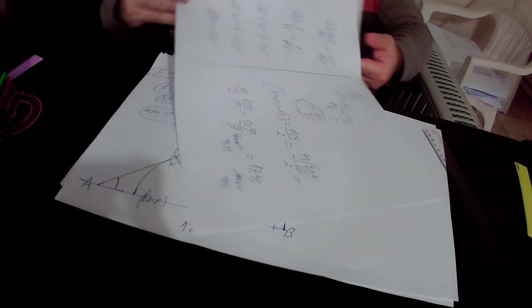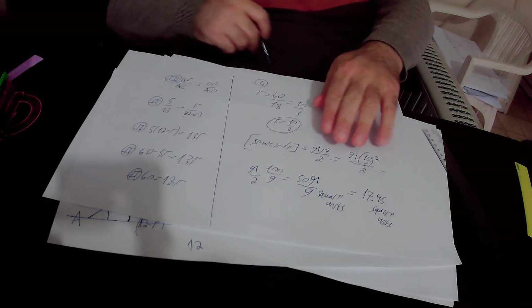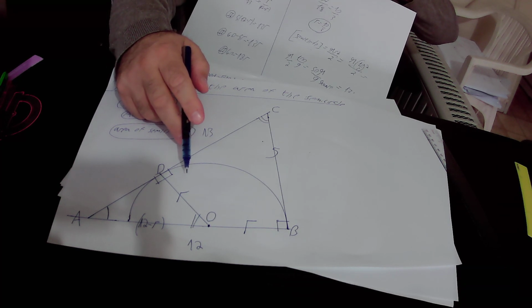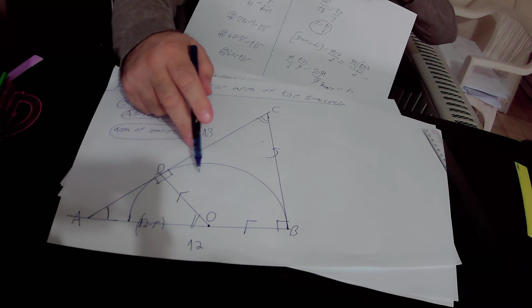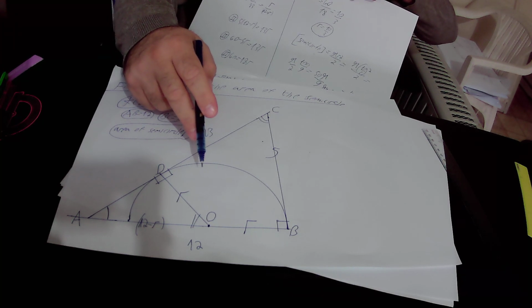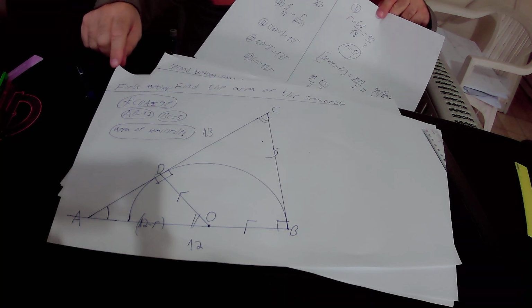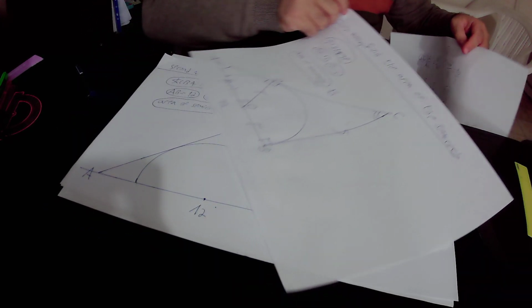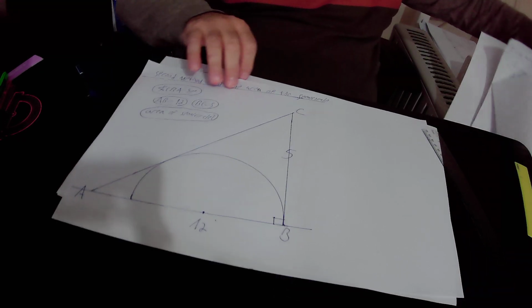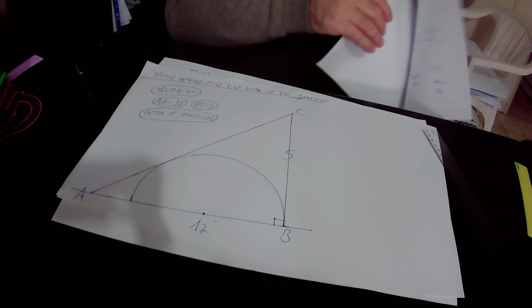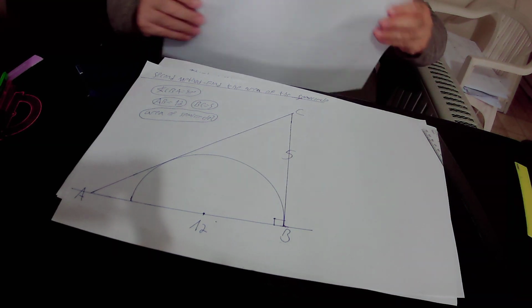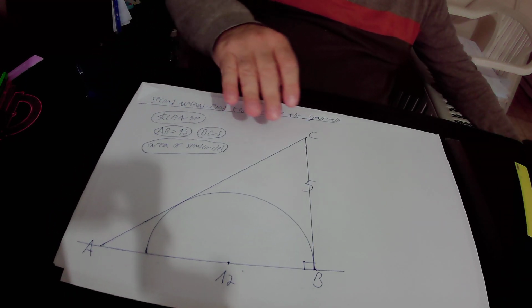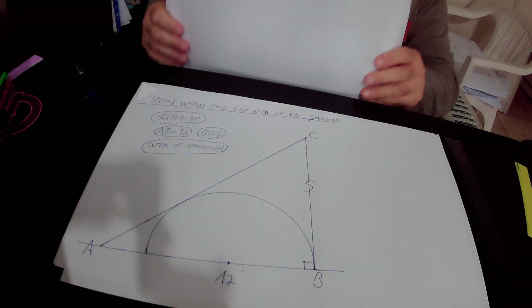I'll repeat again. We found out that the area of this semicircle equals either 50 pi over 9 square units, or in terms of numbers, it equals 17.45 square units. So we finished with the first method. In the next step, I will present to you how to find the area of this semicircle according to the second method.